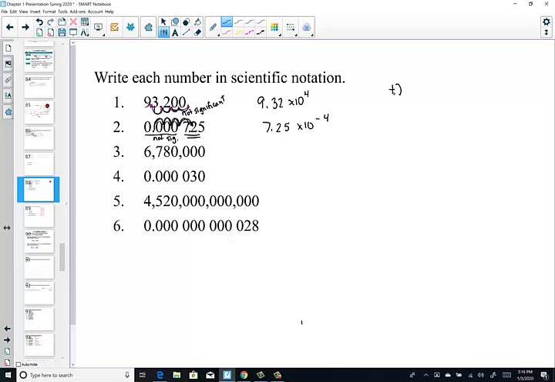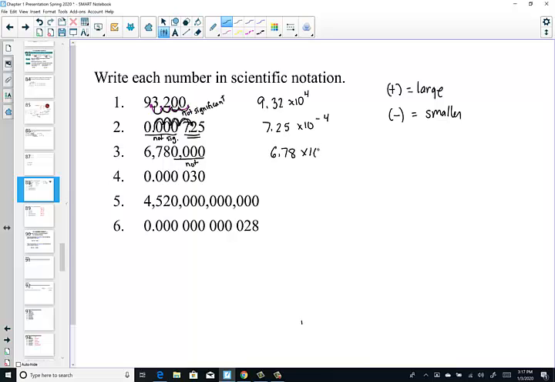Remember, positive integers mean large numbers. Negative exponents mean that they're smaller numbers. These zeros in number 3 are not significant. Therefore, our answer should contain just 3 sig figs.